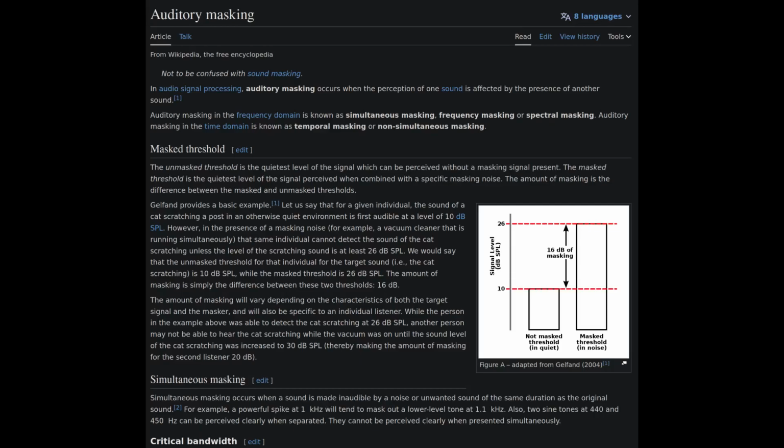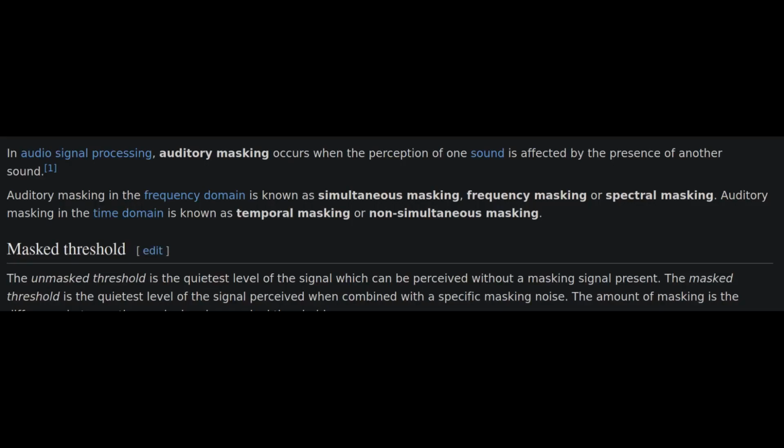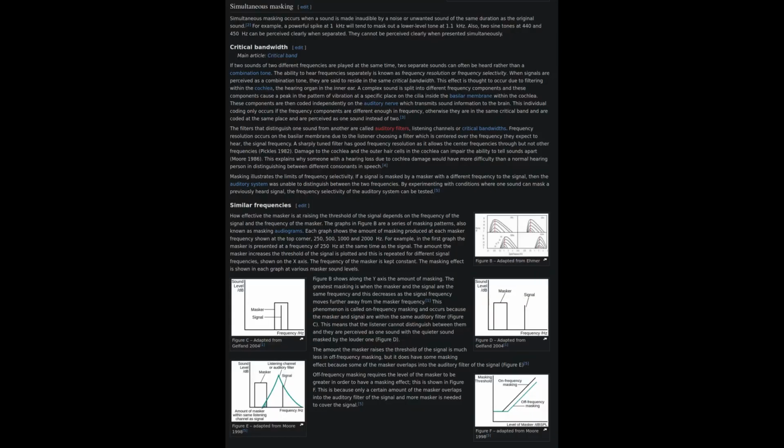There's a Wikipedia article on this, and I heavily recommend reading it. Auditory masking is going to be the main issue you're going to be running into when it comes to mixing. And there are various different types of auditory masking. The one that's by far the most common is frequency masking, which is the problem here with George and Steven.